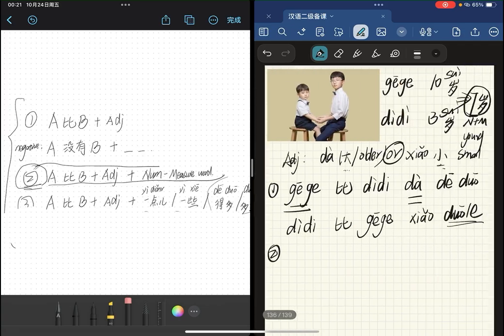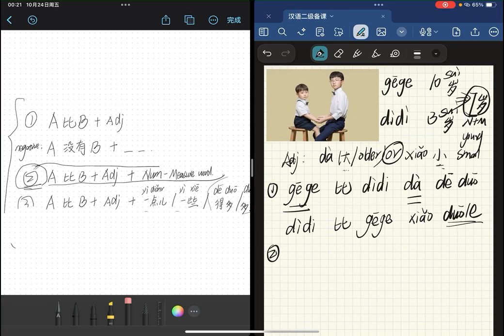Okay, so this is the price comparison, and then we compare the age. So for the age, we use the adjective 大, which means older, and 小, which means young. So when we compare the age, we use the adjective 大 or 小.